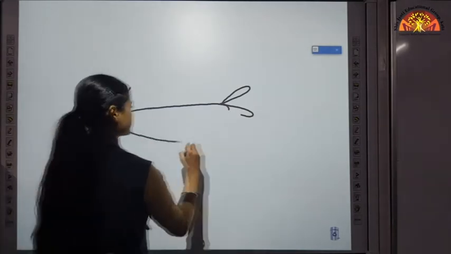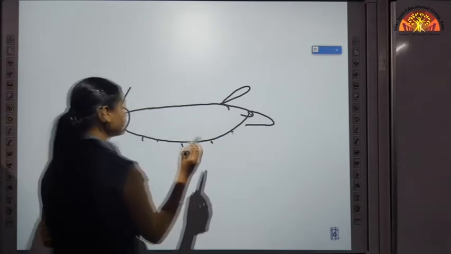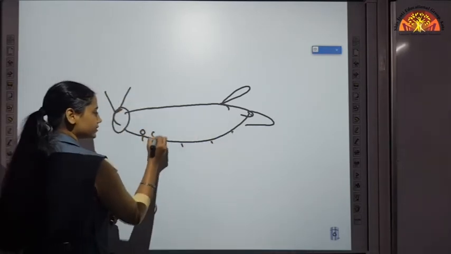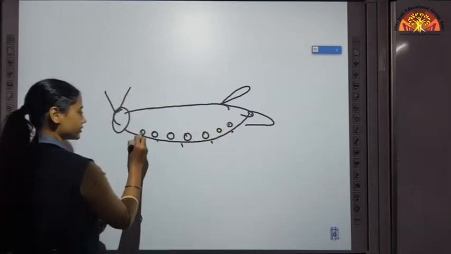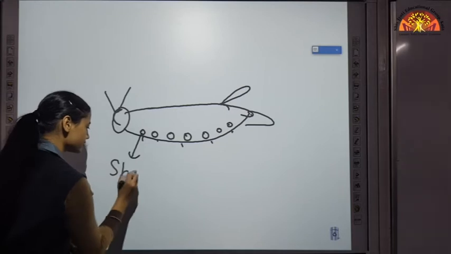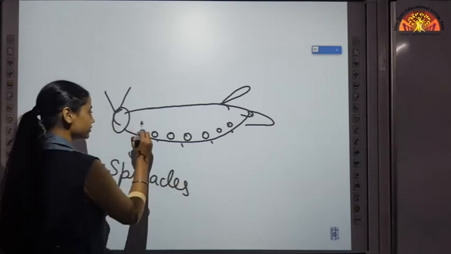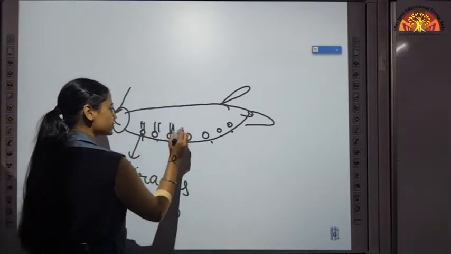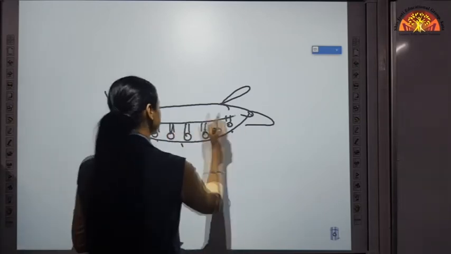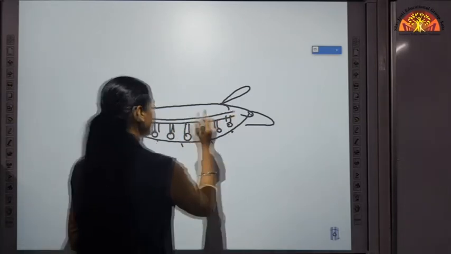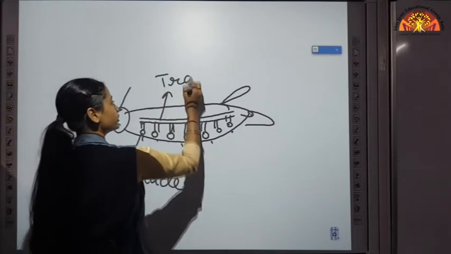Let's take a big size. Okay. Now, on the lateral side, small pores are present, which are known as spiracles, and to these spiracles a network of tubes is present, and this tube is known as trachea.